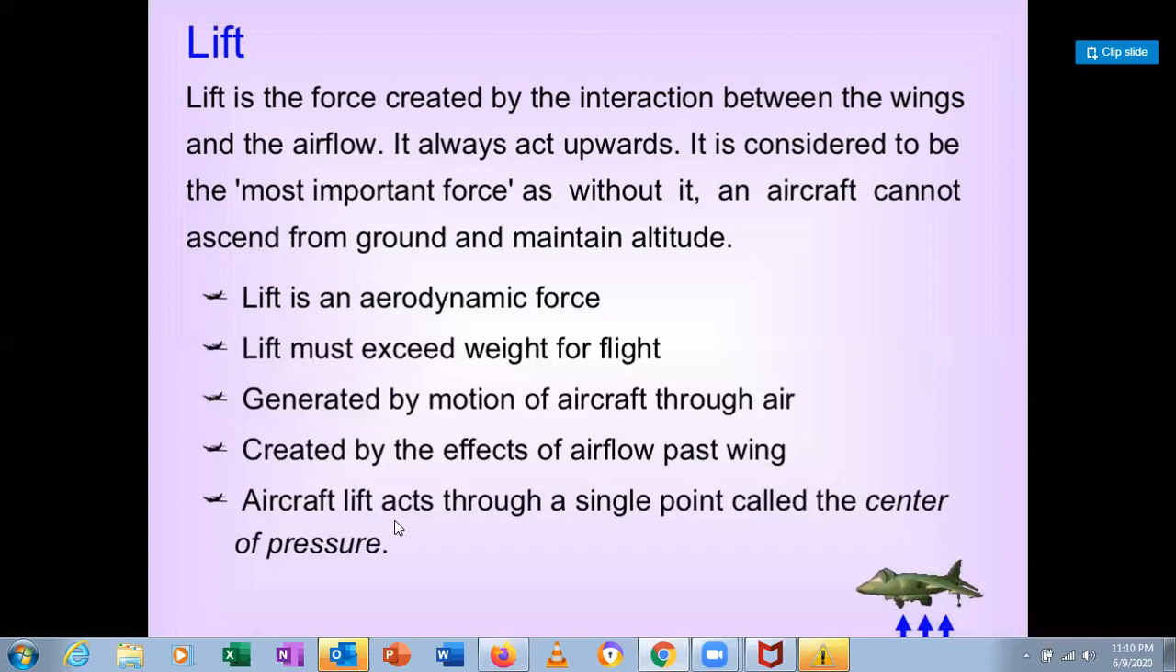That is the center of pressure, which makes the body lift. All the forces acting at a single point that makes the body lift, that is called the center of pressure.